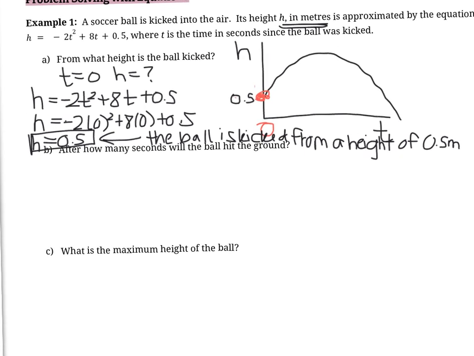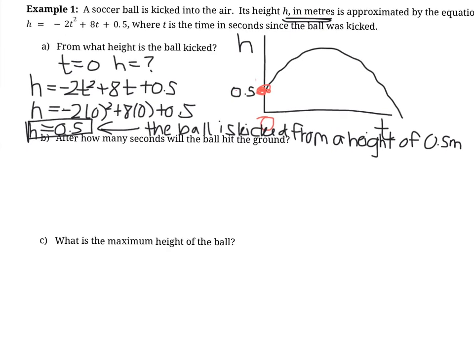Part B says, after how many seconds will the ball hit the ground? The question is, when does the ball hit the ground? We know it starts at 0.5, so it's not on the ground. It's going up, up, up, all the way to there. We're looking for this point right here. So what do we know about it?